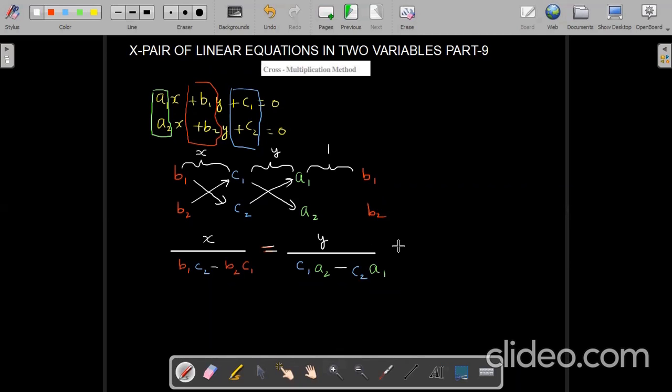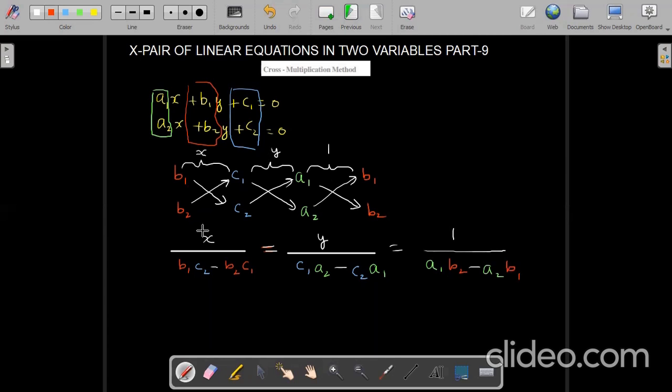Is equal to 1 upon a1 b2. Multiply a1 with b2, so a1 b2 minus a2 b1. a2 b1. So these all are equal.